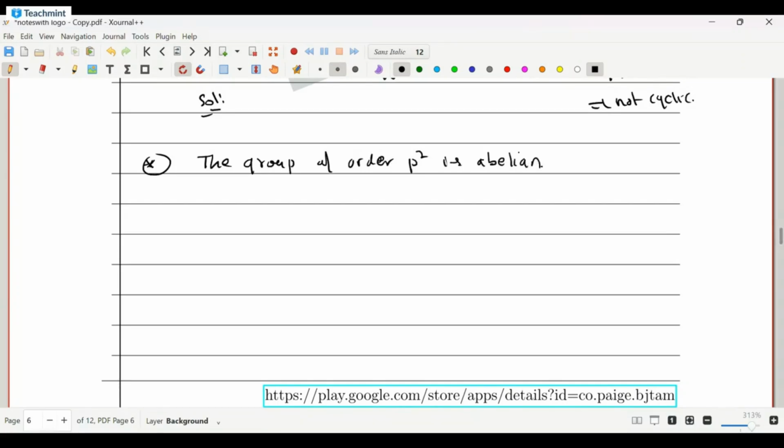The group of order p squared is always abelian. Now let the order of G be equal to p squared. Then find the number of subgroups of G.